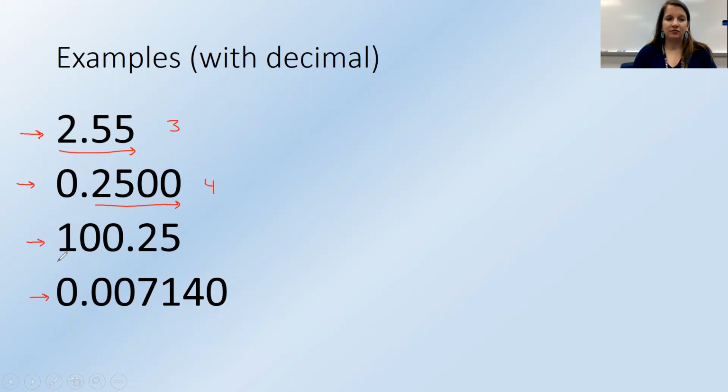This one, go to our first non-zero number, start counting, keep counting. That has 5 sig figs. In our last value, you go to your first non-zero from the left side, start counting and keep counting. So this one has 4 sig figs. These leading zeros are not significant. Those leading zeros are placeholders. Erase this, and then we'll move on.